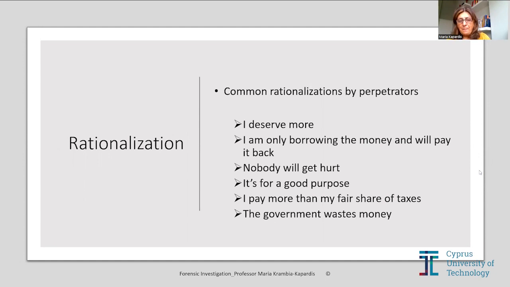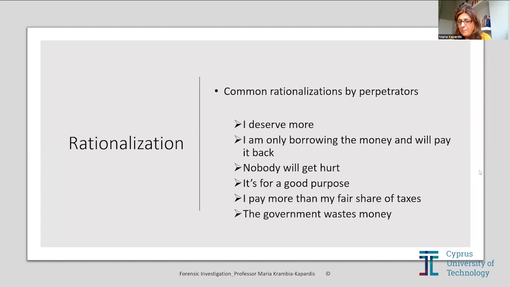And as I said, they always justify their action. They feel that they deserve more. I'm only borrowing the money and I'll pay it back. I'm just going to gamble, win tomorrow, I'll put it back. It never happens. Nobody will get hurt. It's for a good purpose. I've got to build a house for my daughter. Otherwise, she's never going to get married.